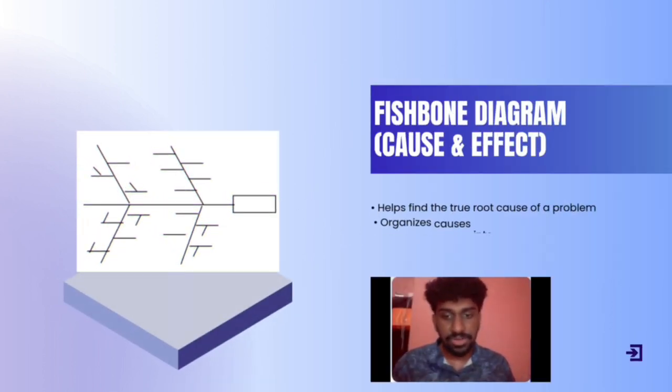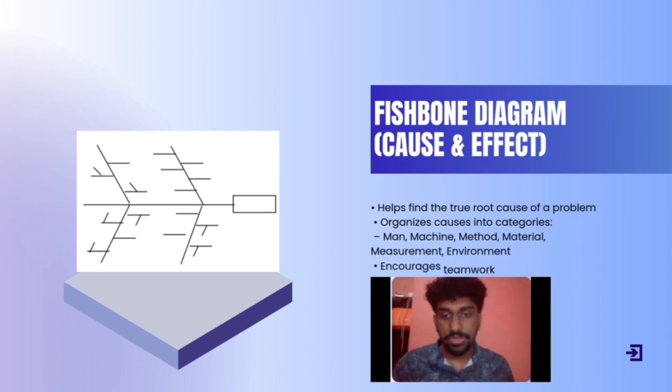Next is Fishbone diagram. The Fishbone diagram, also called the cause and effect diagram, helps us to find the root cause of a problem. It organizes causes into categories like man, machine, method, material, measurement, and environment. This tool is very effective during brainstorming because it encourages the team to look at all the possible causes, not just the obvious one.